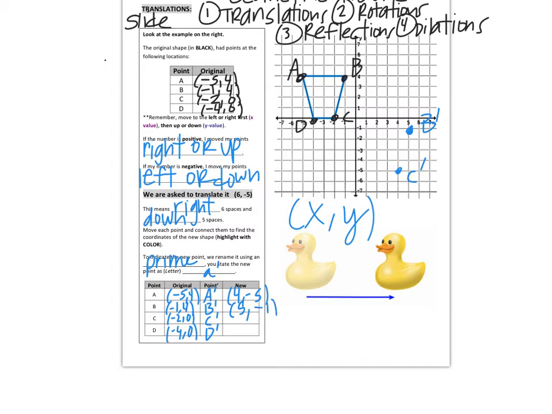Another option is to take the original ordered pair, so like A was negative 5, 4, and add 6 to the X value. So I'll show you. So add 6 to the X value, and again that's coming from the rule here. So negative 5 plus 6 gives you 1, and then add negative 5, which that's double signing, that's the same as subtracting 5 to the Y value. So we get 1, negative 1.